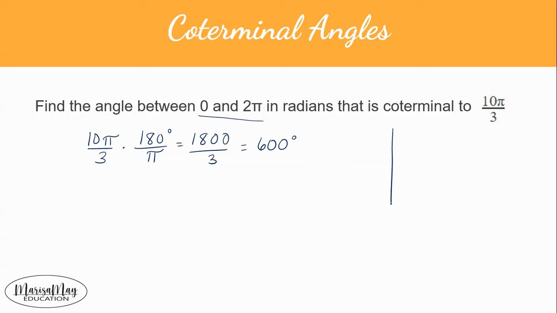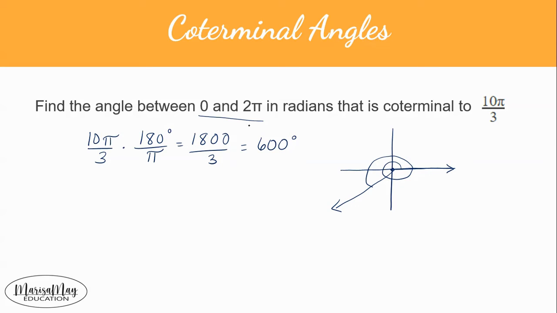Let's draw it. We'll start with our initial side on the positive x-axis. To go one complete rotation is 360. That simply means we need an additional 240. 90, 180, 240 lands us in the third quadrant.